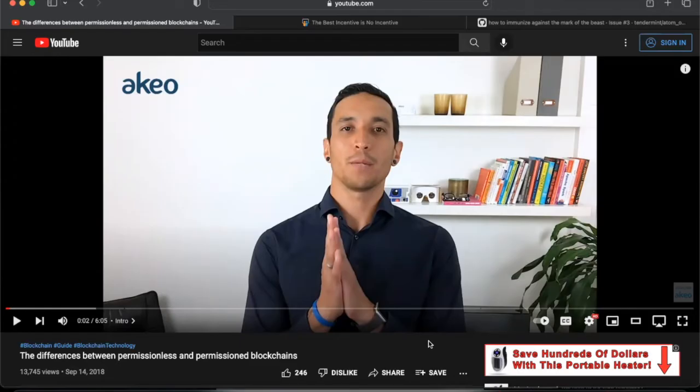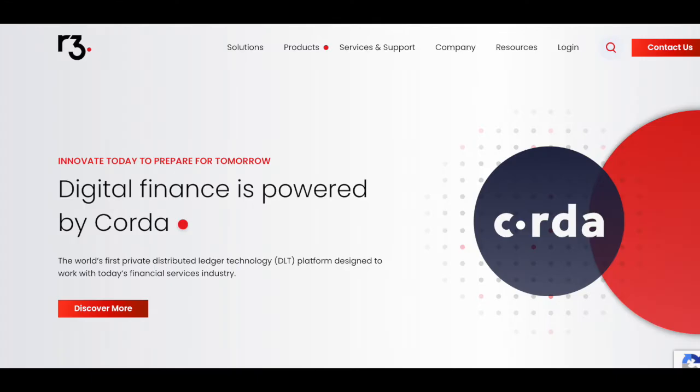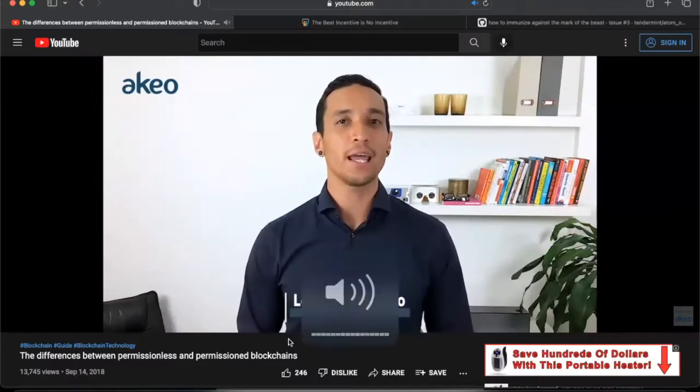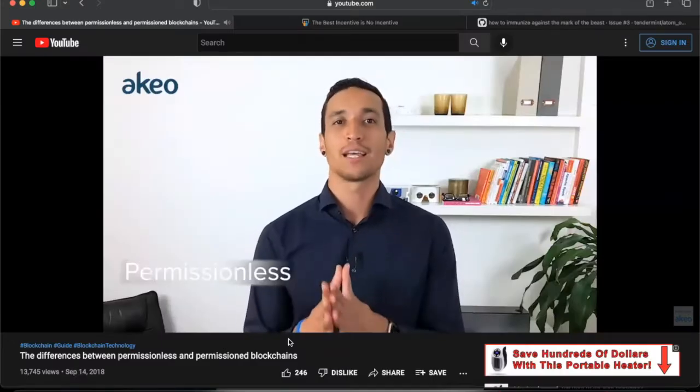So I want to just start off with a basic understanding of a permissioned versus a permissionless network. And in my understanding, Corda is a blockchain framework with no native token and is permissioned. And then Coreum is a blockchain with a native asset, CORE, and in my understanding is a public, aka permissionless network. And today we're going to continue our blockchain discussion with permissionless versus permissioned.